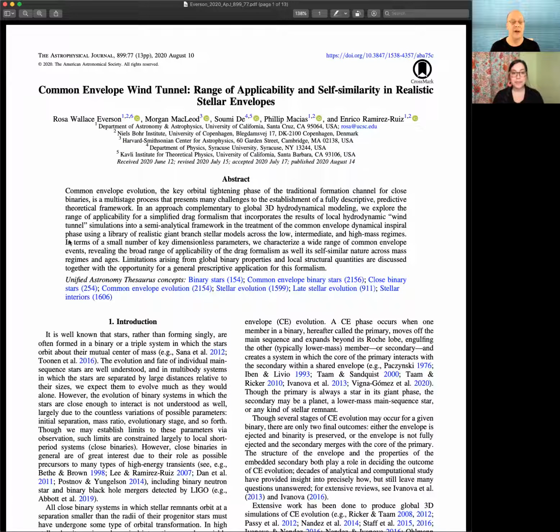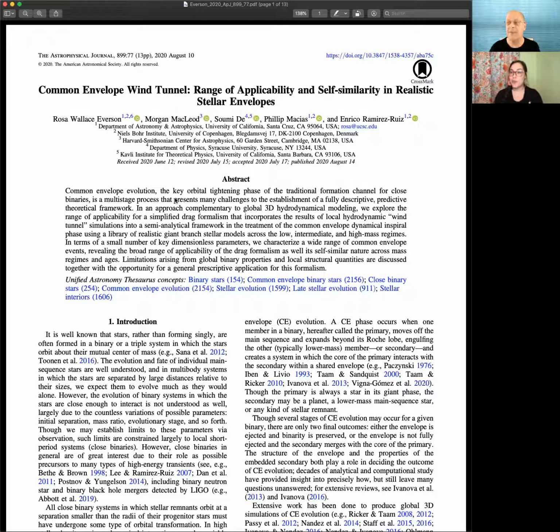Cool. That is awesome. That'll be a great PhD thesis. And that will bring us to this really lovely article: Common Envelope Wind Tunnel: Range of Applicability and Self-Similarity in Realistic Stellar Envelopes. Rosa, take us away. Great.